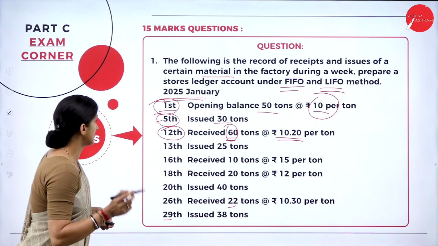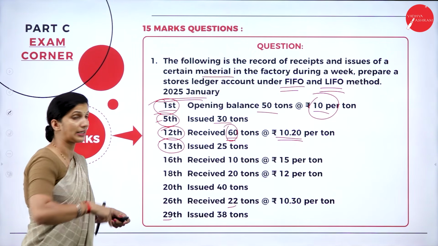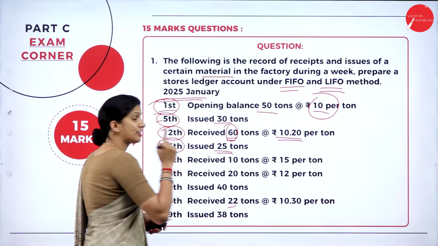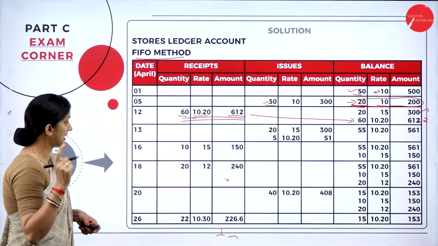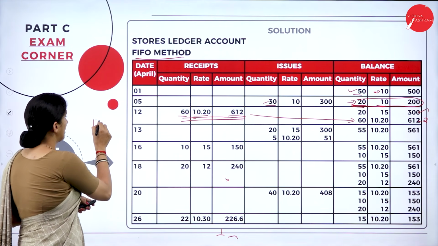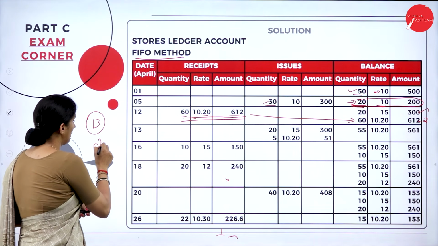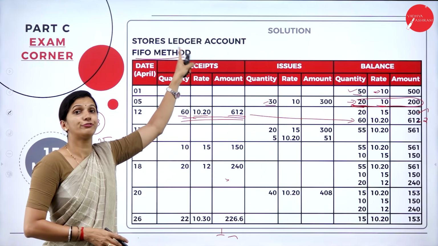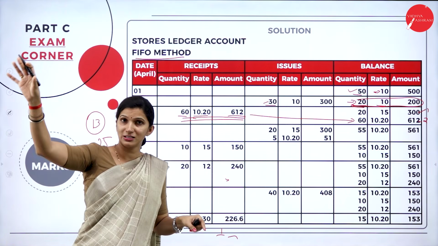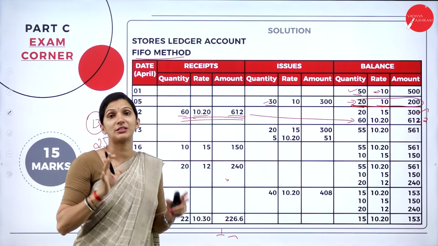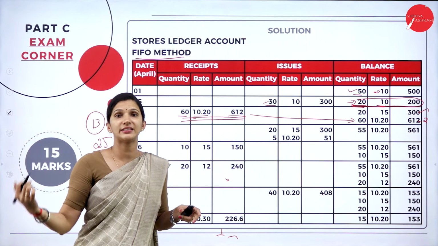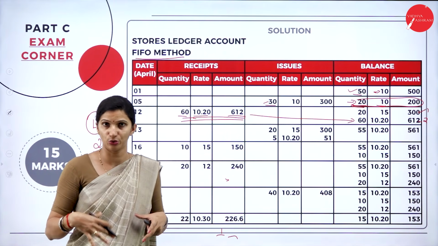Now next, today's transaction we have is on 13th. What is the transaction? It is issue of 25 tons. So on 13th, we have to issue a total of 25 tons. Here we are following the FIFO method. That means from the first lot, the materials will be issued first. After the first lot is over, then the second lot will be used.